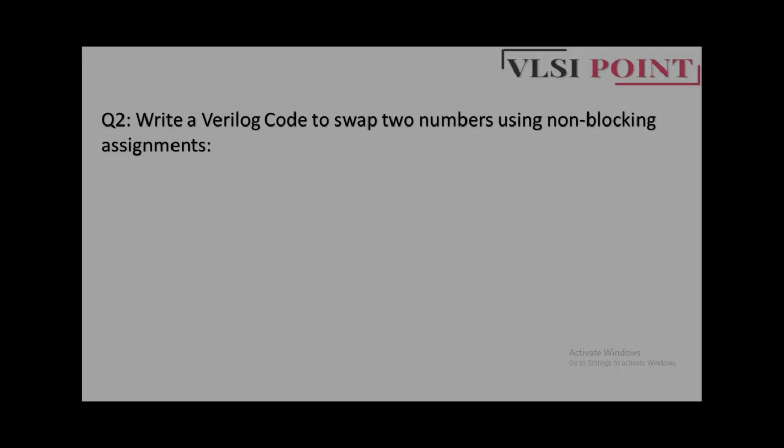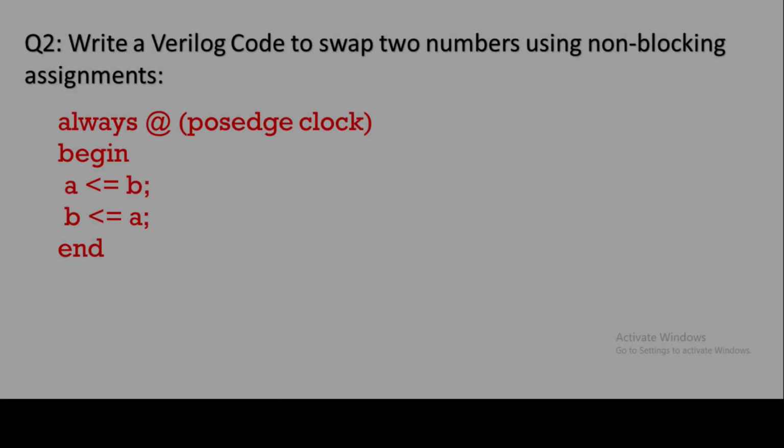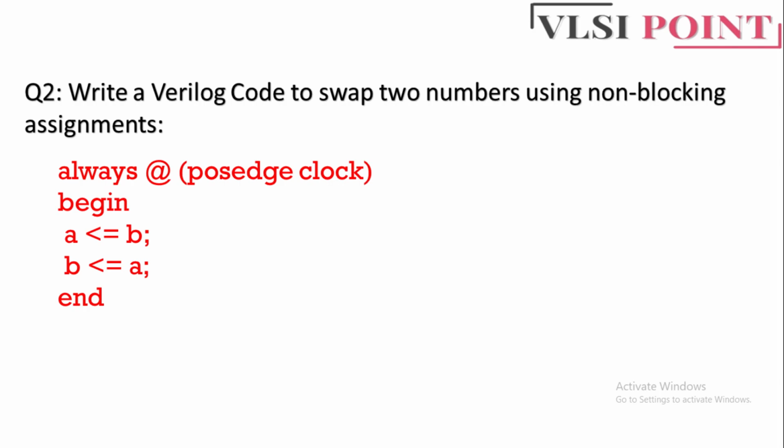So coming to the next question, write a Verilog code to swap two numbers using non-blocking assignment. So here is the code. Whenever it comes to non-blocking assignment, we can directly swap the values. Suppose we have two variables A and B. In case of non-blocking assignment, directly we are assigning the value of B to A and A to B.